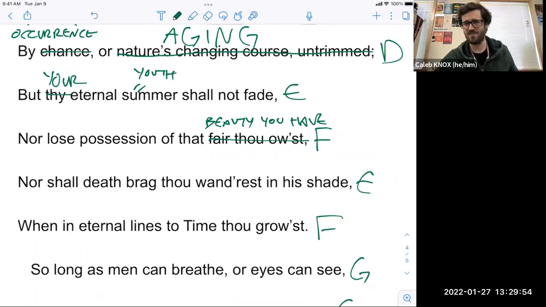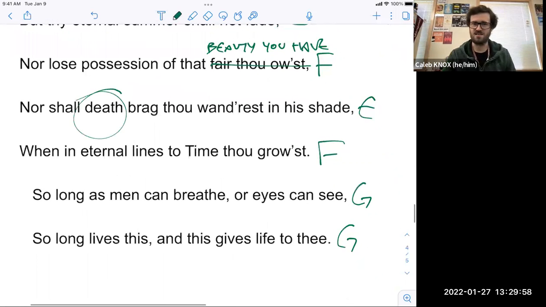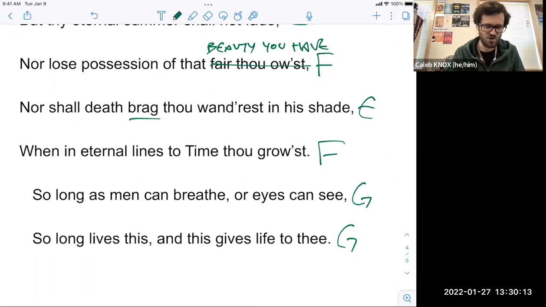Nor shall death brag thou wanderest in his shade. Death here is the subject. We've got personification, right? When we give human characteristics to non-human things. So what is death doing in this line? Well, he's bragging. Or more accurately, he can't brag. Nor shall death brag, okay?